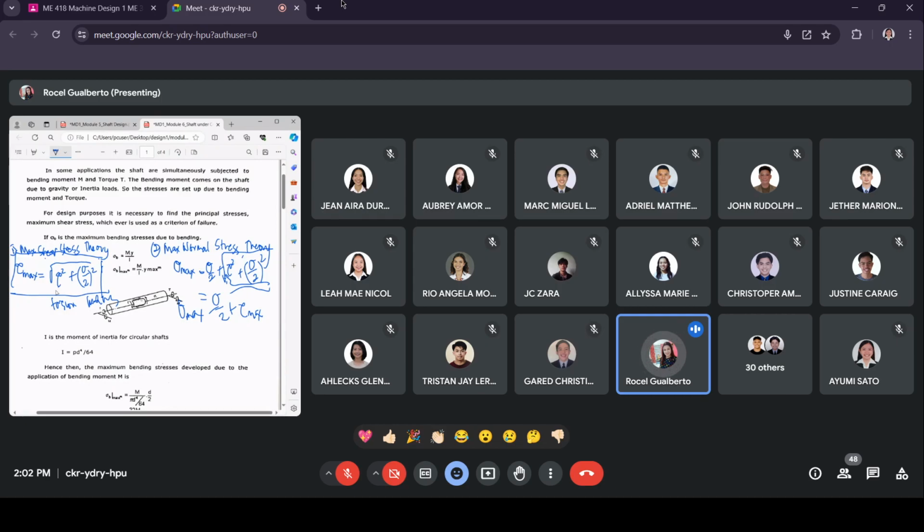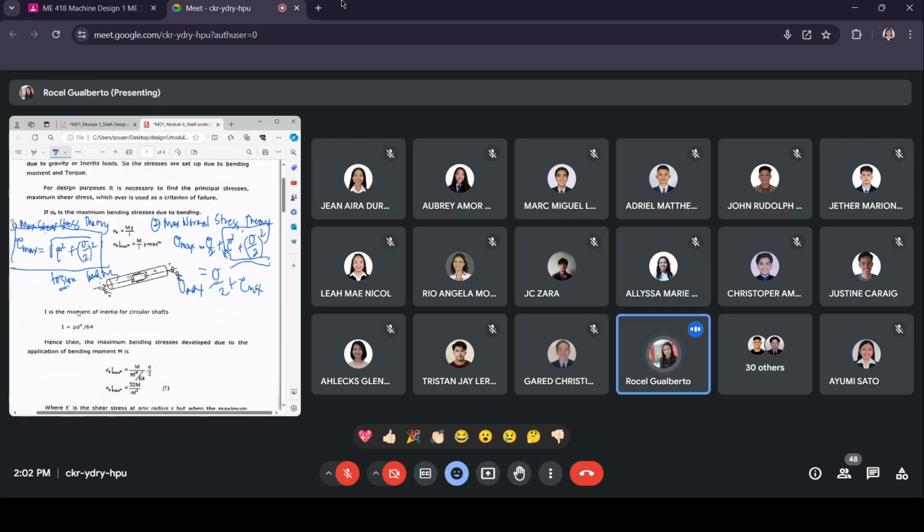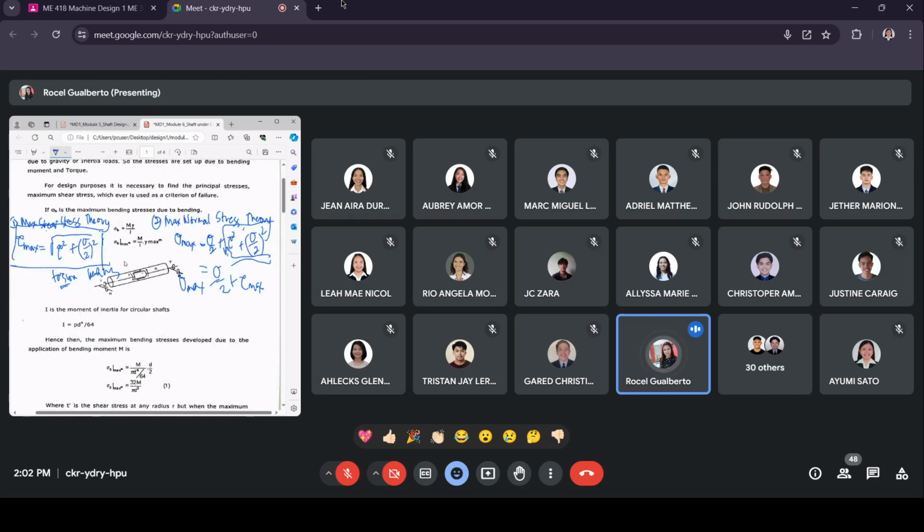Okay, the value of tau will be for the torsion and sigma will be the equation for bending. So let us recall, tau is equal to 16T over pi d cubed times the hollow factor. And for sigma, that would be 32M over pi d cubed times 1 over 1 minus k to the fourth.